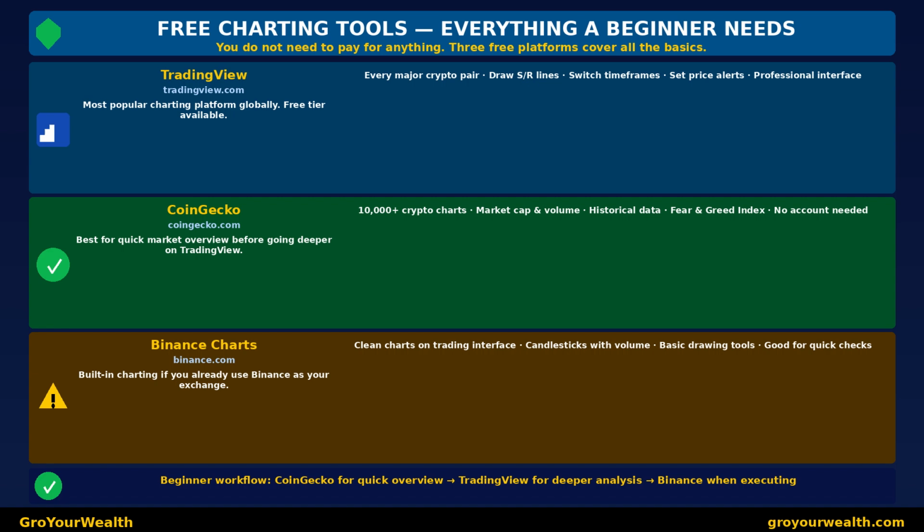CoinGecko at CoinGecko.com provides basic price charts alongside market data including market cap, trading volume, and historical price history for thousands of cryptocurrencies. It is the best place for a quick overview before going deeper on TradingView. Binance, if you use Binance as your exchange, has built-in charting tools directly on the trading interface. The charts are clean and functional for basic analysis. For beginners, start with CoinGecko for a quick overview, then use TradingView for any deeper chart analysis.